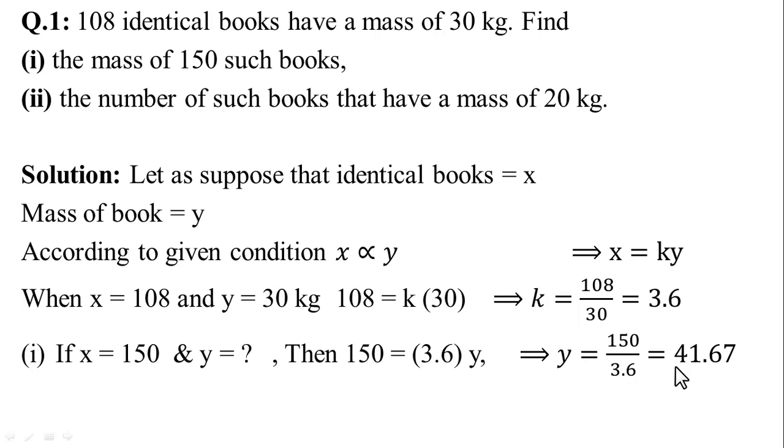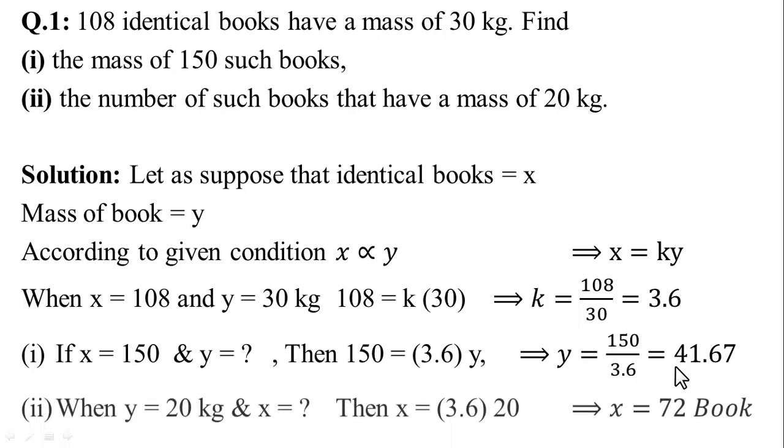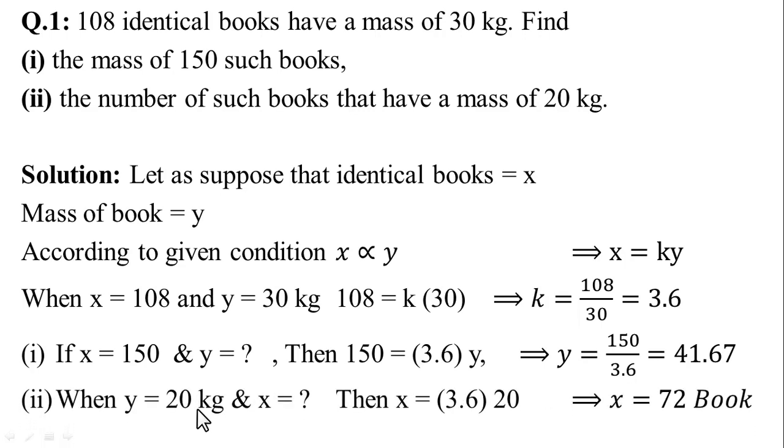Now we will solve the second part, the number of such books having a mass of 20 kg. So the value of y is given, we find the value of x. In the second part, y is equal to 20 kg and x is equal to question mark. Then x is equal to the value of k, 3.6, multiplied by the value of y, 20. Now 3.6 multiplied by 20 is equal to 72. This implies that x is equal to 72 books.